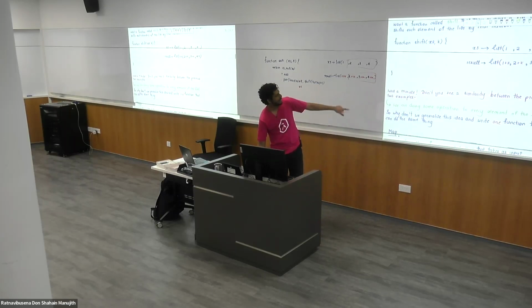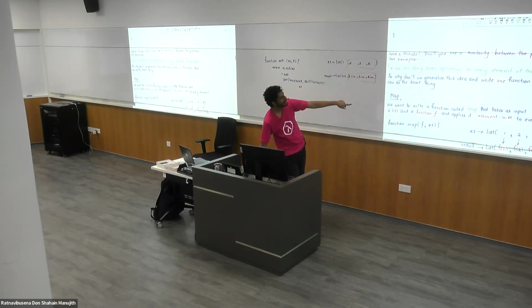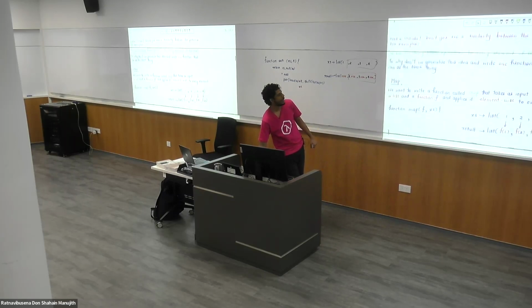Yeah. So can you see that? We are doing the same operation, some operation, to every element of the list, right? So why don't we generalize this idea and write one function that can do the same thing? That function is known as map. Okay, so now take a look.